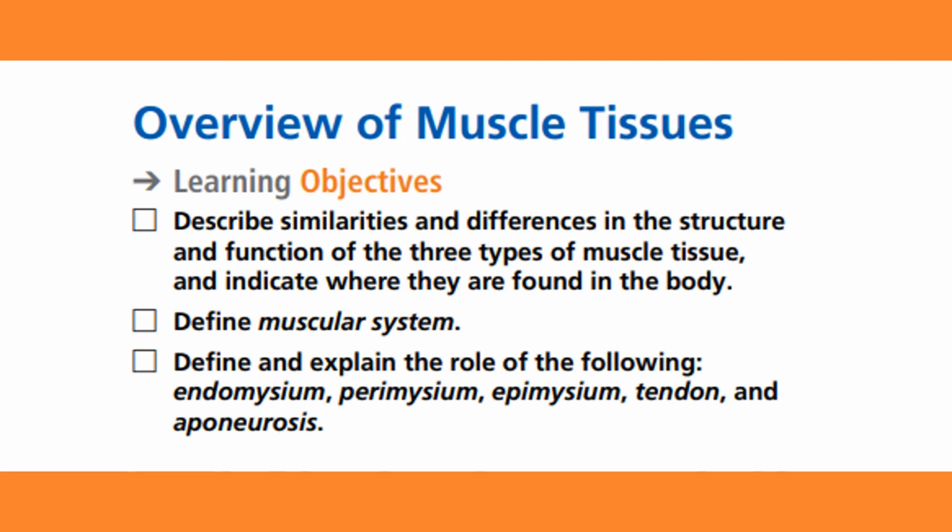In this section, we're going to describe similarities and differences in the structure and function of the three types of muscle tissues and indicate where they are found in the body. We're going to define the muscular system and explain the role of endomysium, perimysium, epimysium, tendon, and aponeurosis. Let's begin.